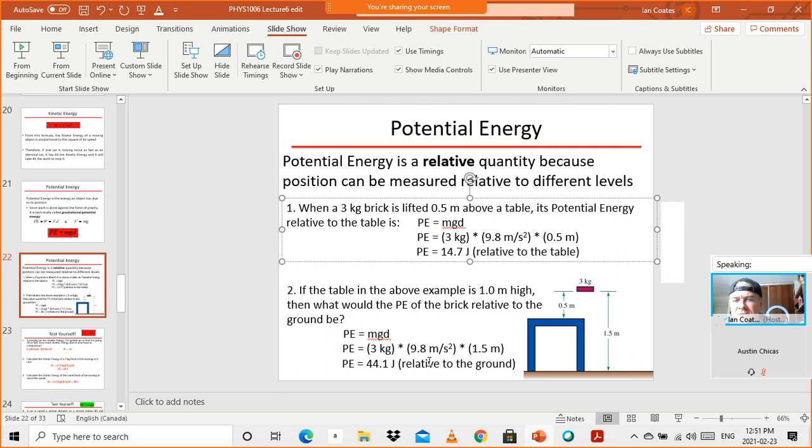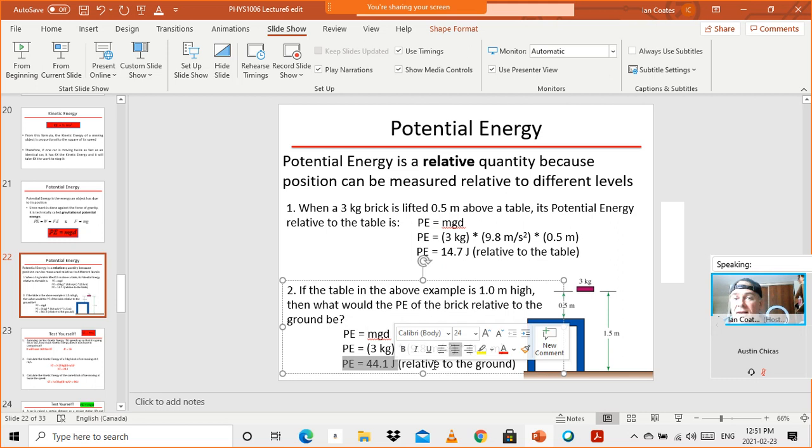But have a look now. What is the potential energy of the brick in relation to the floor? Well, you look here, the floor is 1.5 meters away. So that'll be the only difference to our equation. And you'll see that the potential energy, according to the floor, for that brick is 3 times as much. It's 44.1 joules. Okay, so good little example.